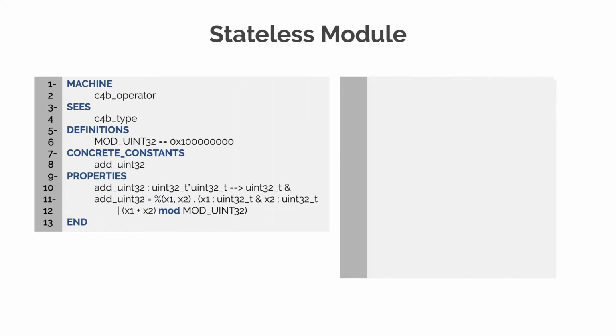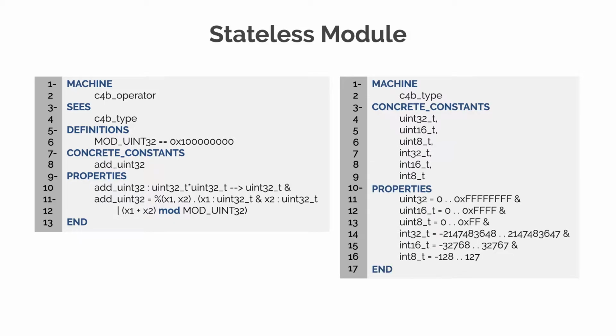A stateless module contains no variable. It may contain sets or constants, either concrete or abstract. It may contain purely functional operations. It is imported at the highest level and can be seen from everywhere in the project. Here are two examples of such modules issued from the C4B code generator. One component defines the various integer types, and the other defines the type and semantics of the arithmetic operators.